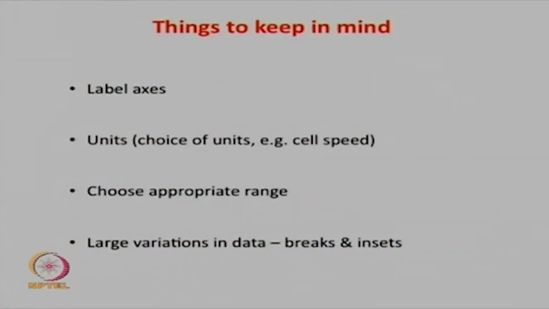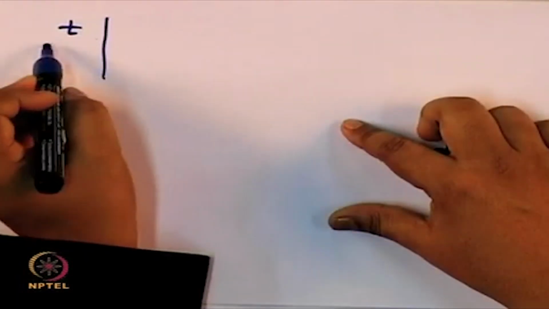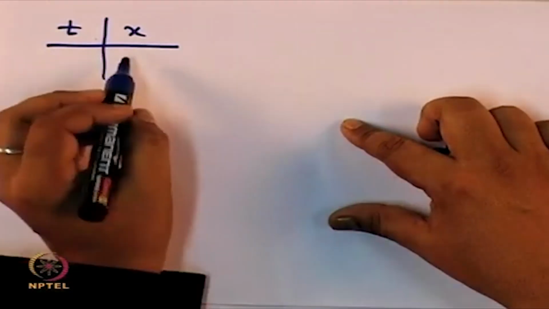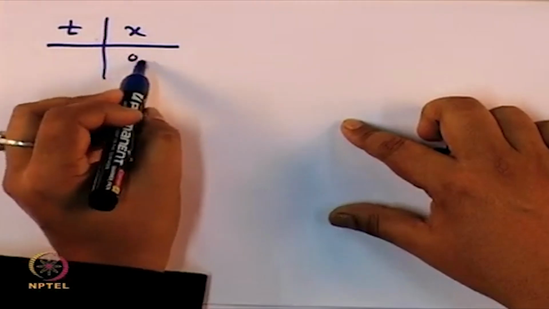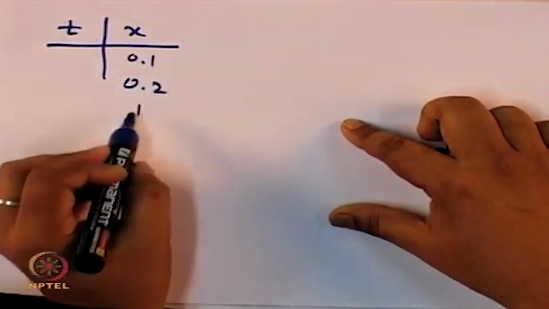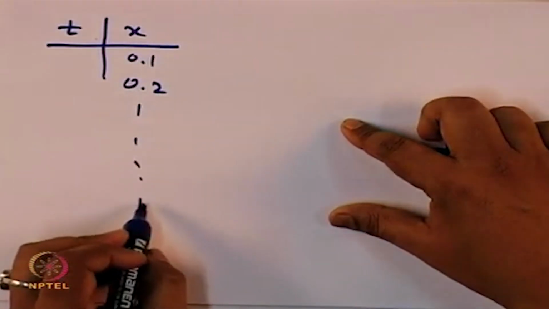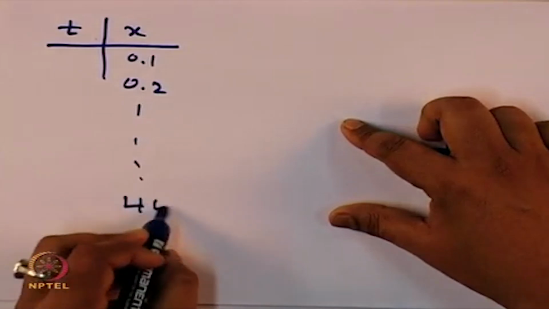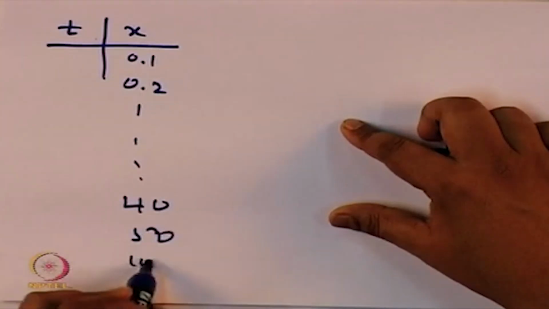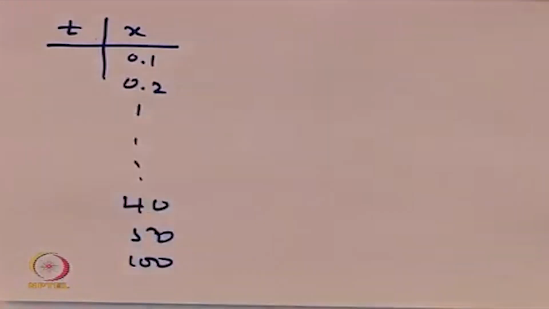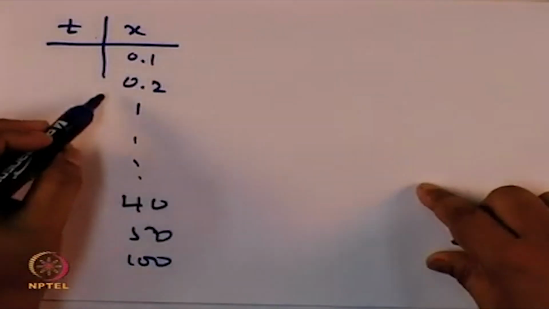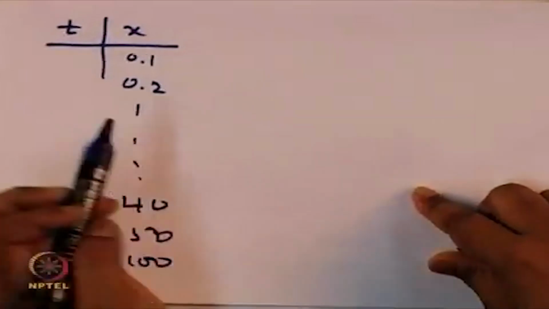The other important thing to note is when you have large variations in data. Let us say this is my time axis and this is my x axis, and most of your x values are very low, like 0.1, 0.2, 1, and then suddenly the next value goes to 40, 50, 100. It is very difficult to represent all these values in the same plot. So, there are two approaches.